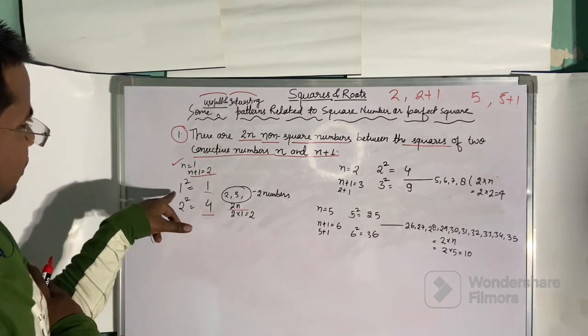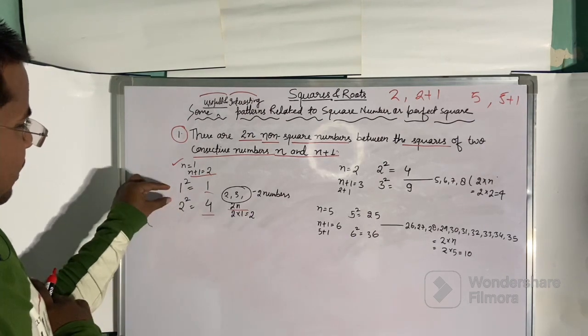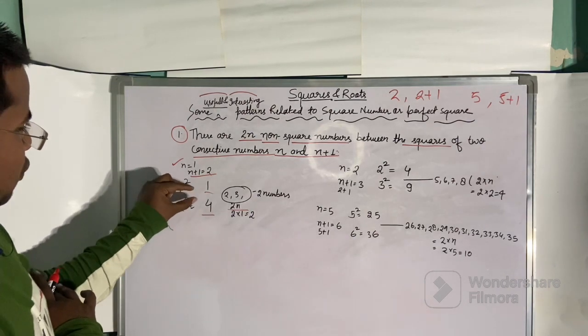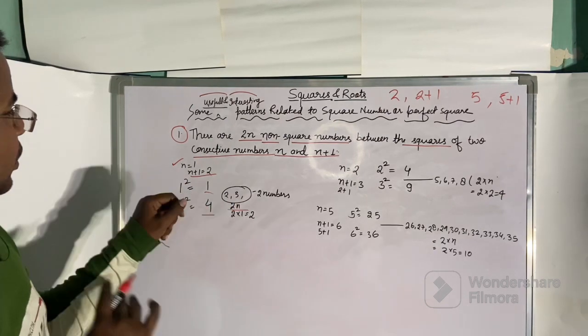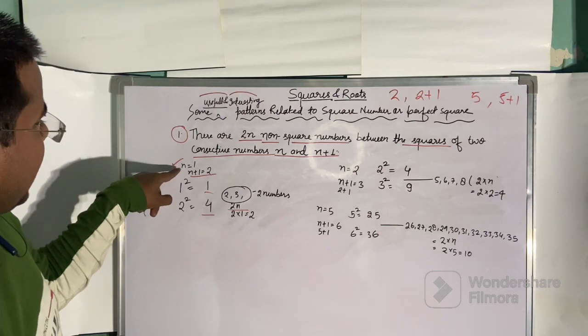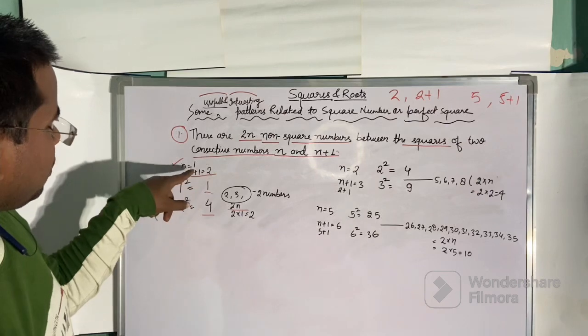Here are 1 square and 2 square. 1 square is 1, and 2 square is 4. So between these two squares there are two numbers: first is 2 and second is 3. So in this case n is equal to 1 and n plus 1 is equal to 2.